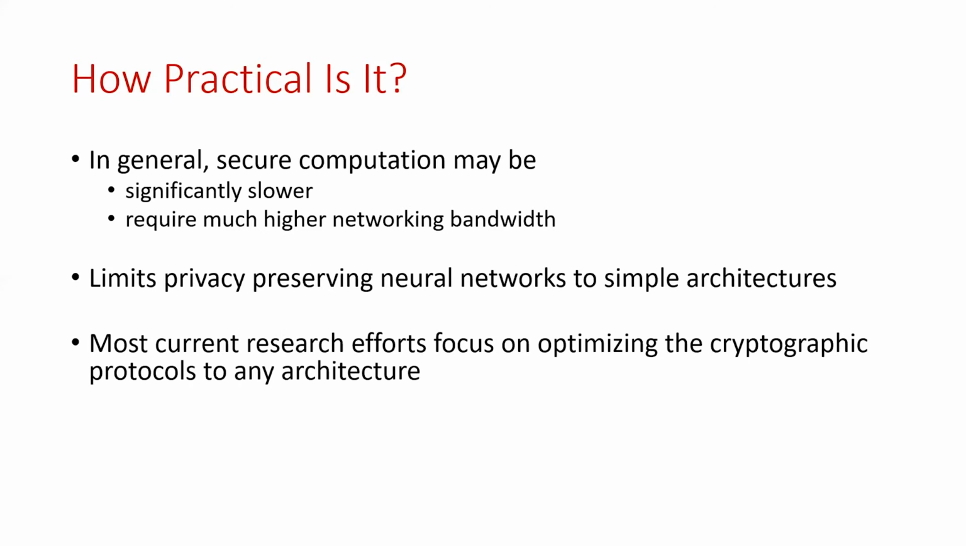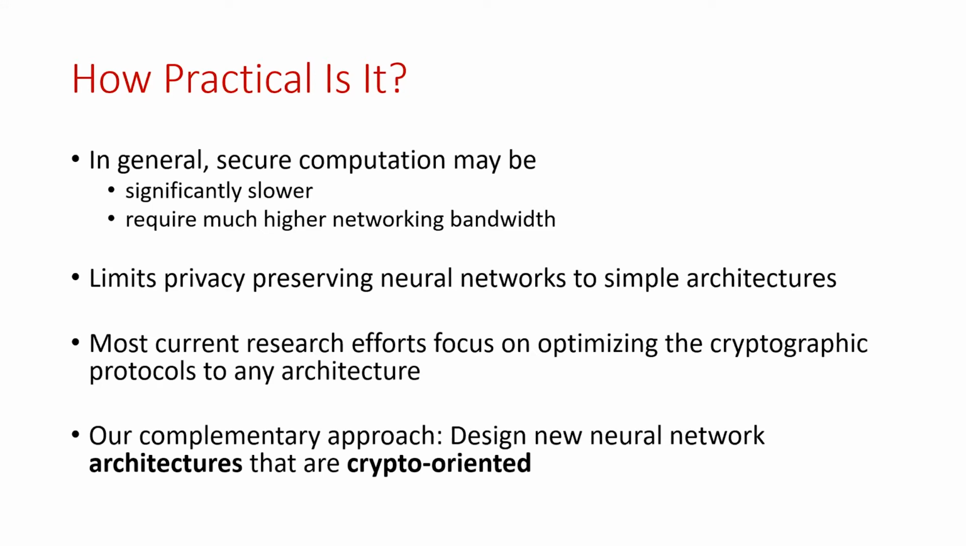And there's been an extensive effort in the community to optimize the underlying cryptographic protocols that are used for the conversion of each layer. And this is invariant to the architecture. The protocols are converting each type of layer, and they do not consider the way that all of those layers are composed together into one architecture. We suggest a complementary approach to design new neural network architectures that are crypto-oriented and already have the limitations of secure computation in mind.